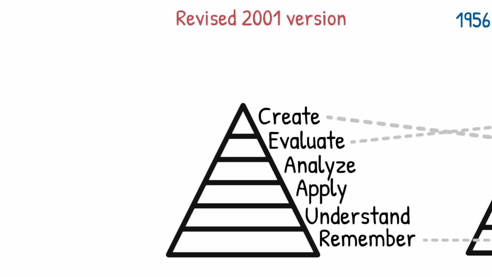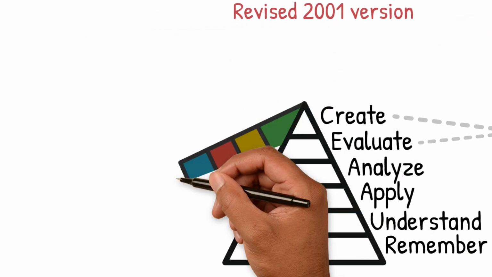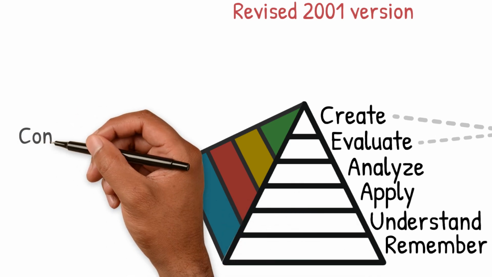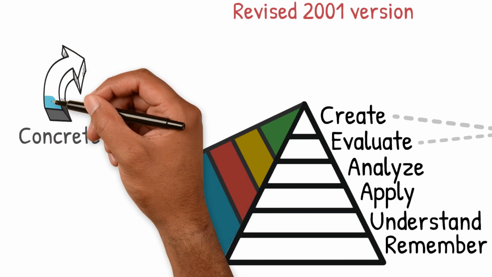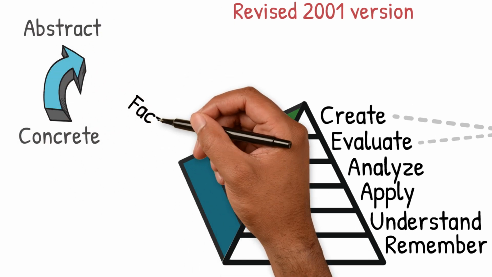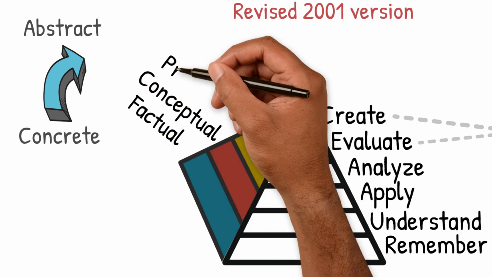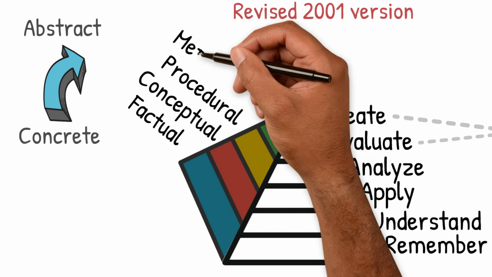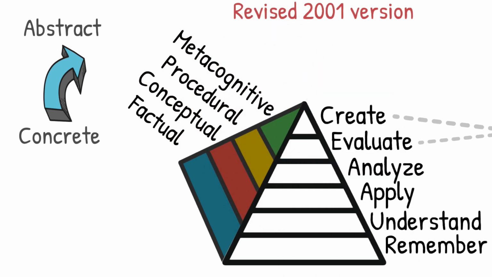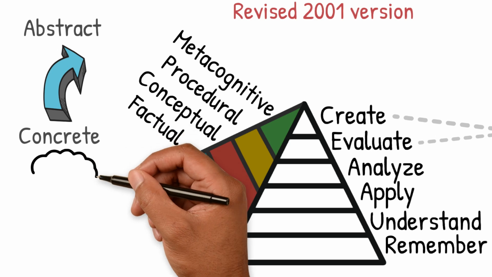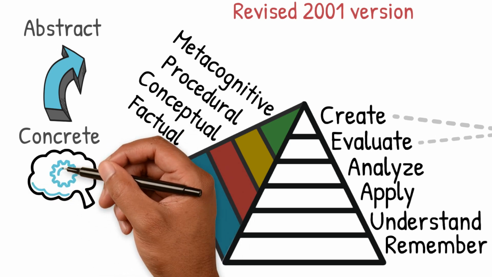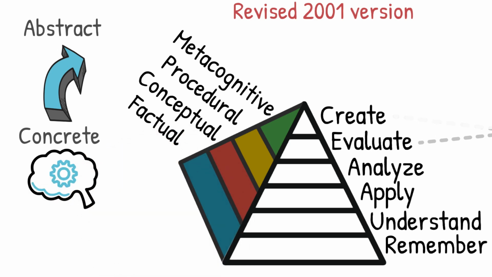This new model also adds a knowledge dimension, which goes from concrete knowledge to more abstract. The four levels of knowledge are factual, conceptual, procedural, and metacognitive. Factual knowledge refers to knowledge of terminology and specific details and elements. Conceptual knowledge involves understanding the relationships between different pieces of information.